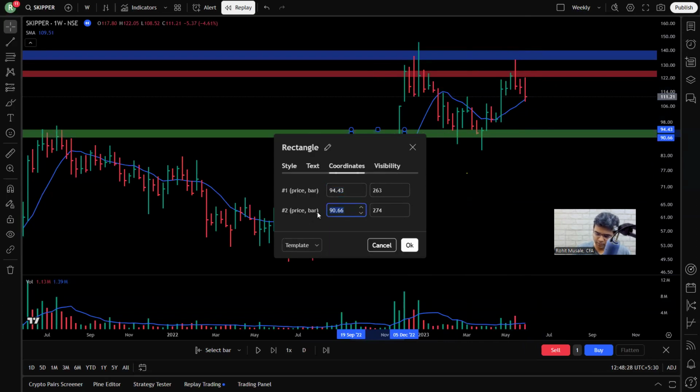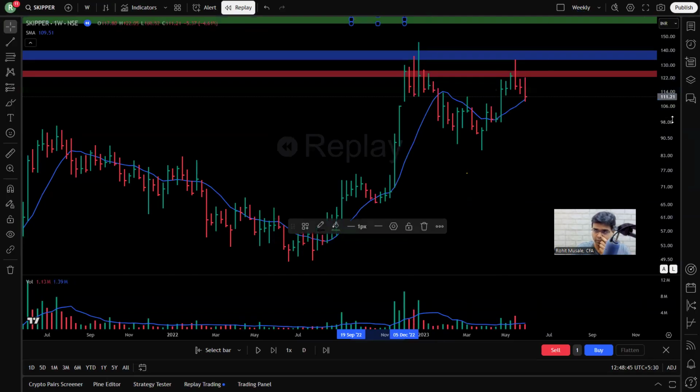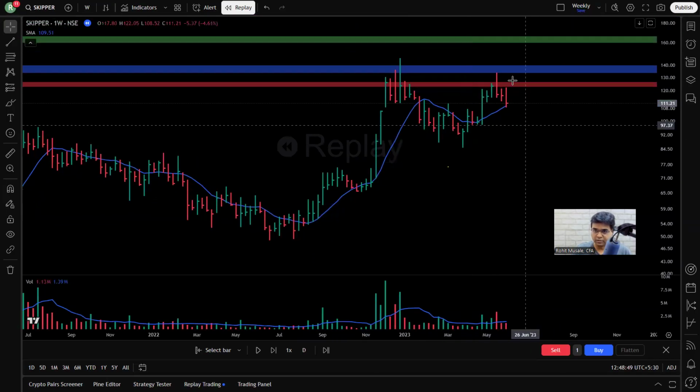Then this one, 133.28 multiplied by 1.20, that's 159.93. Then 133.28 multiplied by 1.25, that's 166.6. Look, now you have the stop loss range, everything. Let's see what happens on Monday.